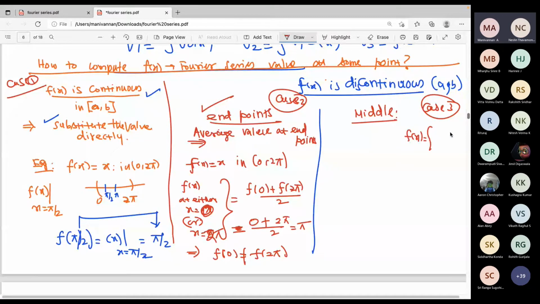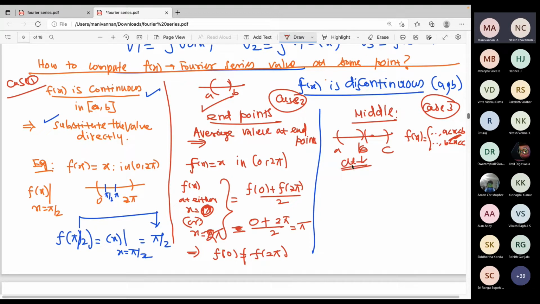Already I told you: a less than x less than b, and b less than x less than c. Then at this b we are going to compute. So this is called the middle point of my interval. This is my a and b, this is a, and this is c. At b we are going to evaluate.